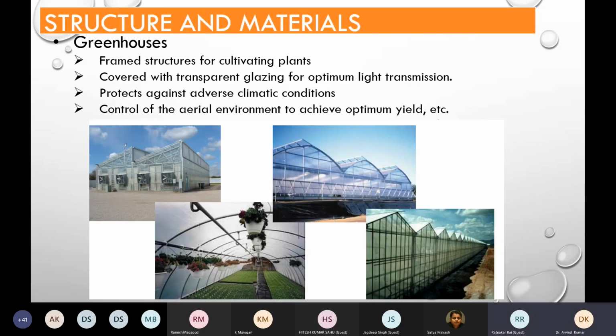So let us start with the structure and materials. We have different formats in this field from the structure point of view. However, in India, we just find one type of structure, right from Kashmir to Kanyakumari, and from northeast to Gujarat. This is where people like me don't seem to understand why this happens, because a greenhouse structure or a controlled environment structure has to be designed taking local conditions into view. So it's not one size fits all.